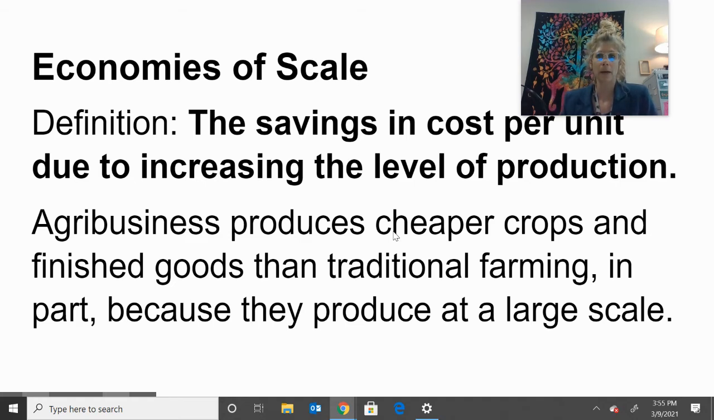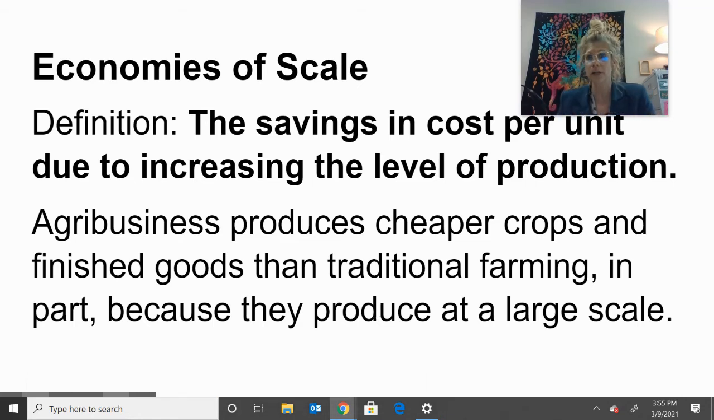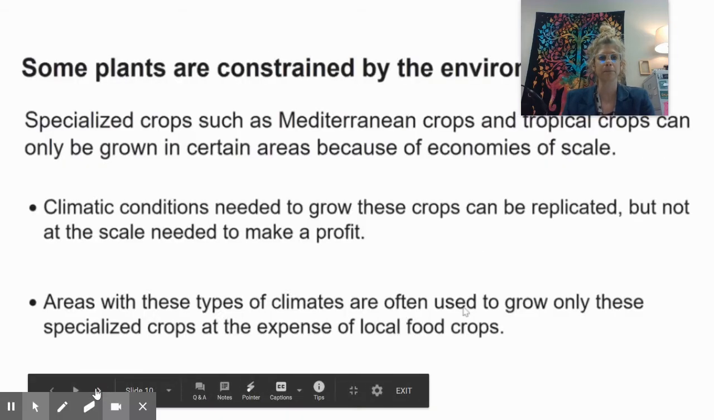So when we talk about agriculture and agribusiness, producing cheaper crops and finished goods than traditional farming, in part because they're producing at a really large scale, okay? Most of the stuff you buy at the grocery store does not come out of somebody's backyard garden, right? It's a massive farming scale where we see this.